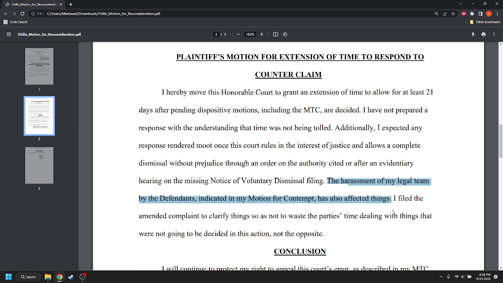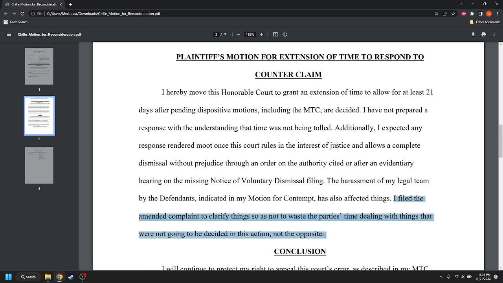"I filed the amended complaint to clarify things so as not to waste the party's time dealing with the things that were not going to be decided in this action, not the opposite." What is it with this guy? This is now a triple negative. We went from a double negative to a triple negative. You can't double stamp a triple stamp.